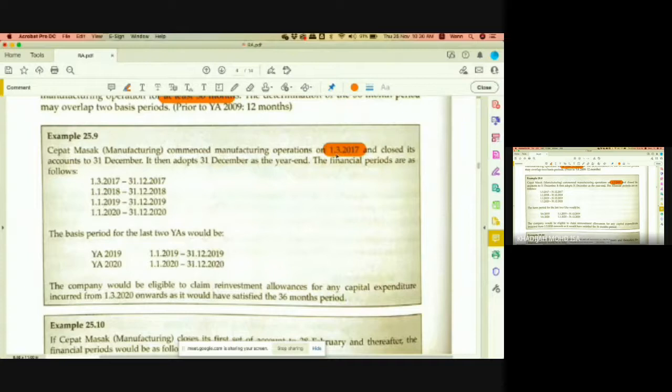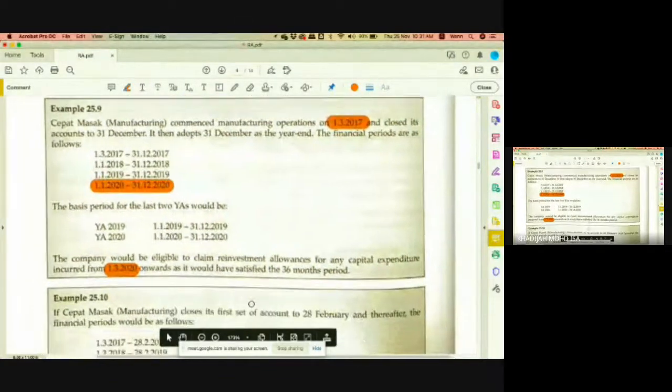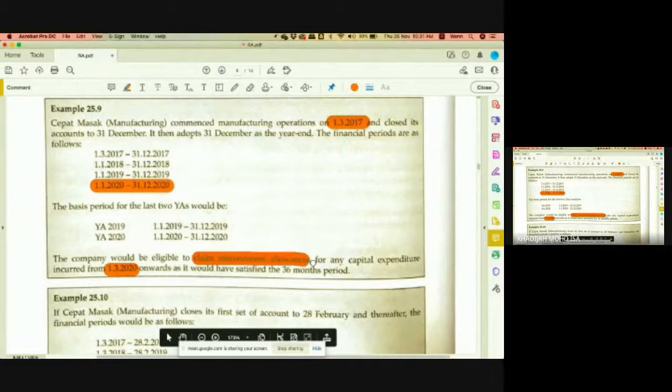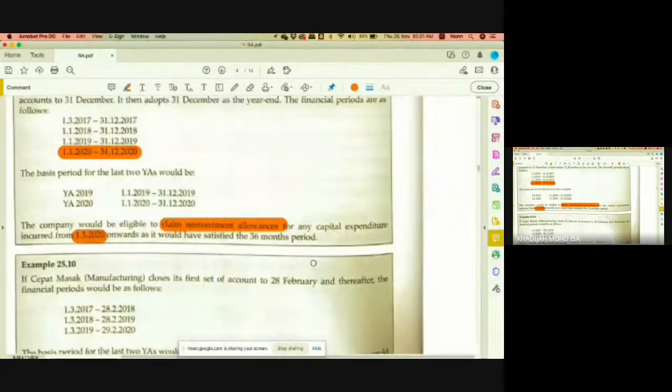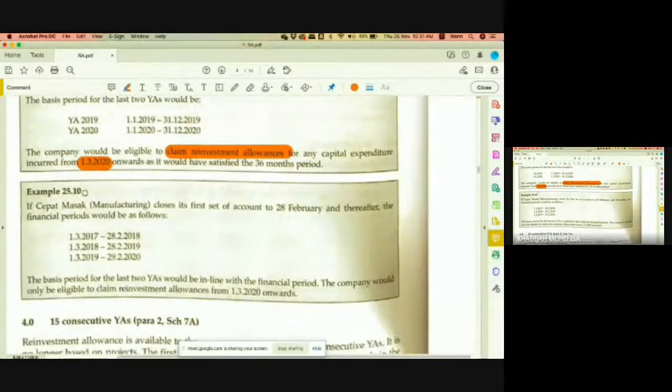If your operation starts 1st March 2017 and your year end is 31st December, you have about 10 months here. But then you have 2018, 2019, 2020. So by that period, you have completed the 3 years, on 28th of February 2020. So from 1st March 2020 onwards, you have completed the 36-month period, so you can claim reinvestment allowance. Do you understand? How you complete the 36 months is that from the date of operation, you must complete 36 months, and only after that date can you claim reinvestment allowance.